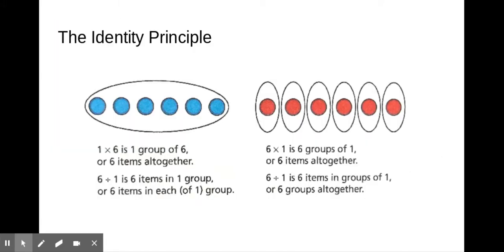In grade 4, students are introduced to the identity principle. The identity principle states that when multiplying an amount by 1 or dividing an amount by 1, the amount stays the same. For example, 6 times 1 is 6, and 6 divided by 1 equals 6.